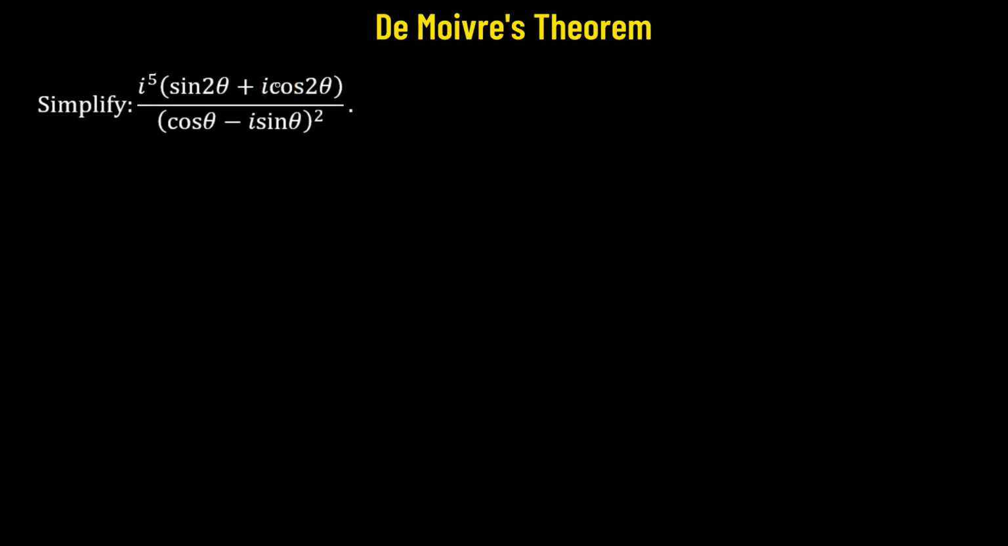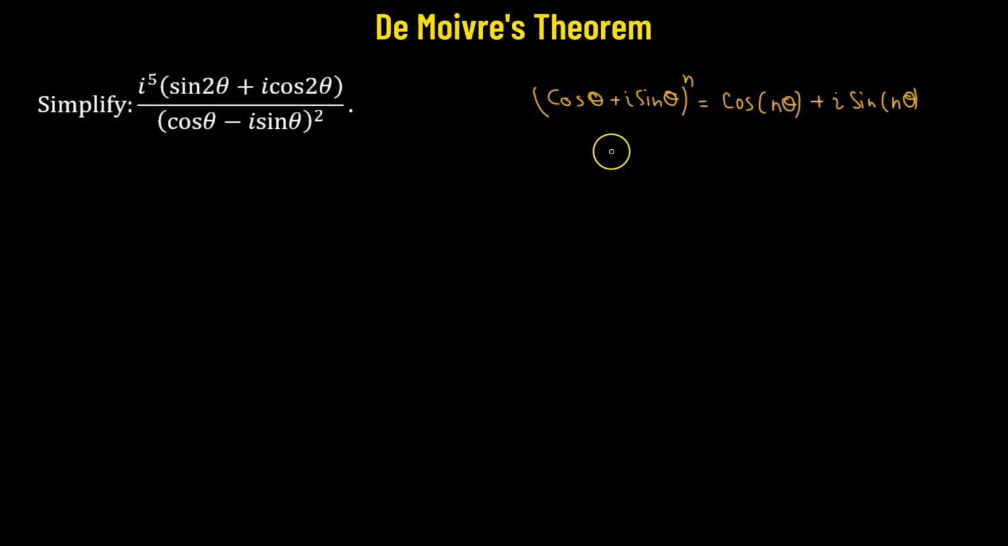In this problem, we need to simplify the given expression. So let's begin by stating De Moivre's theorem. Whenever we have cosine of theta plus iota times sine of theta whole raised to the power of n, this becomes equivalent to cosine of n theta plus iota times sine of n theta.